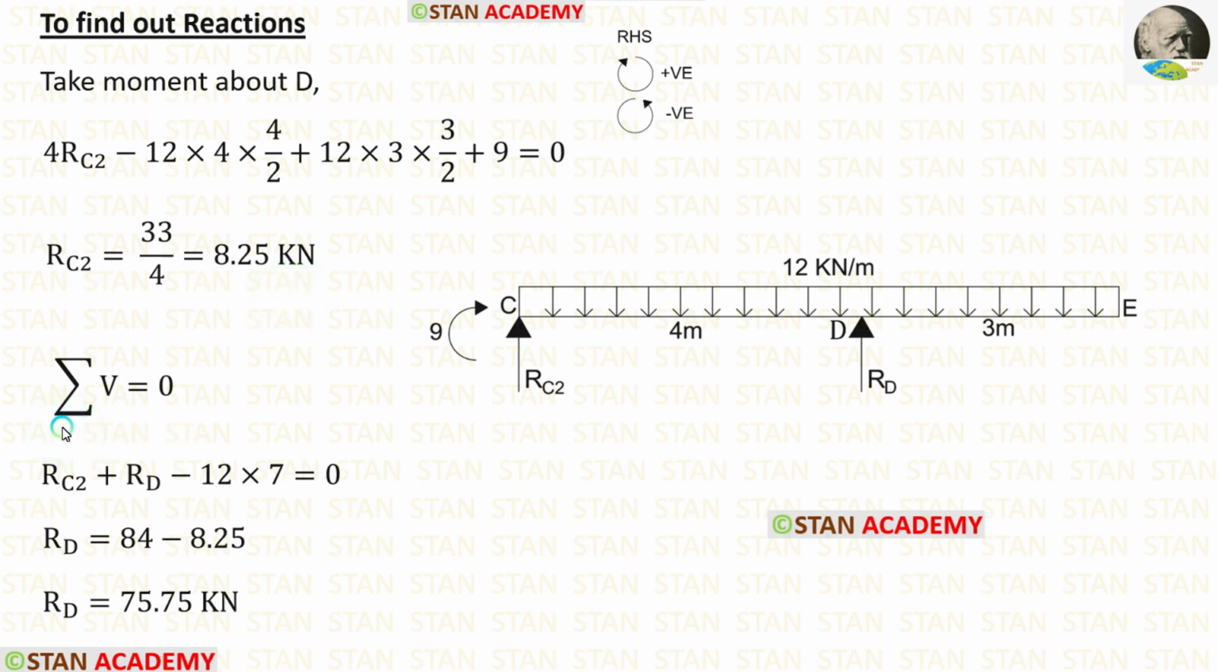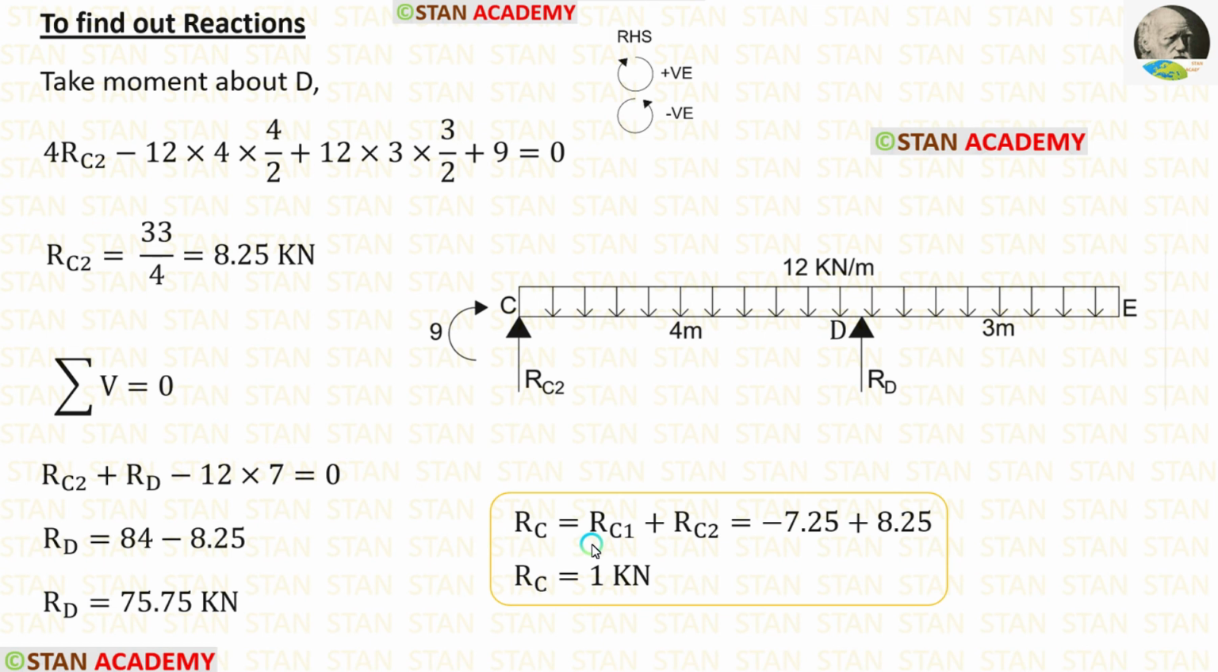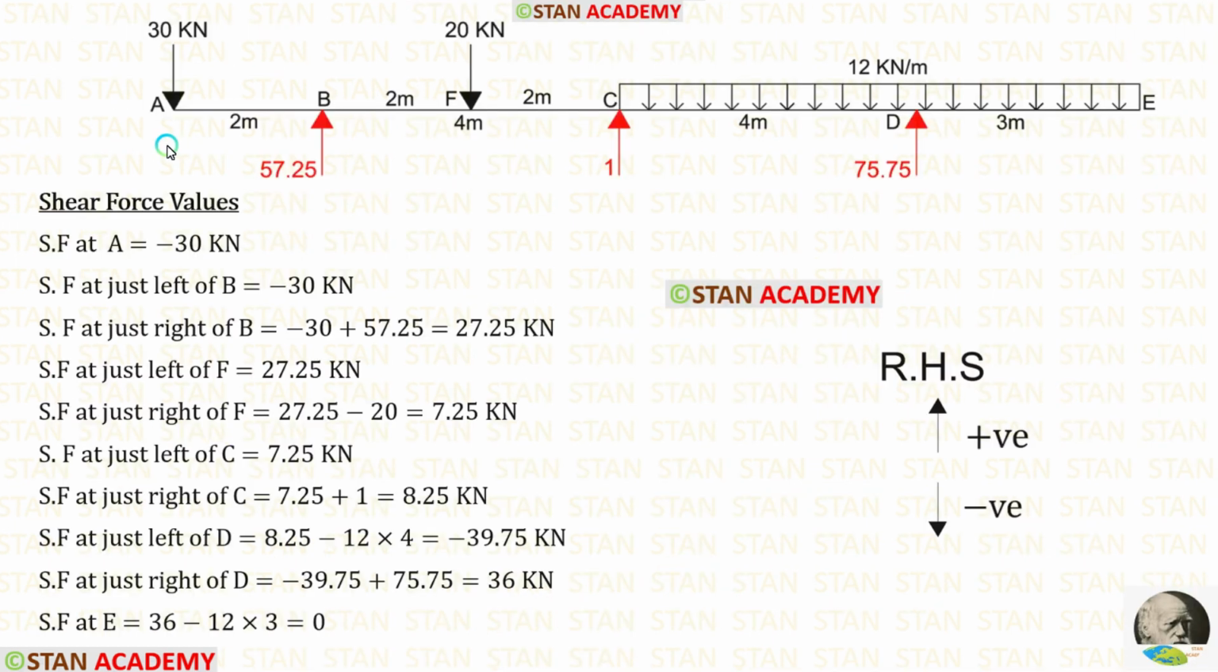Then let us apply the rule sigma V is equal to 0. Using the rule, let us calculate RD, which is equal to 75.75 kN. Now let us add RC1 and RC2. After adding, we are getting RC.